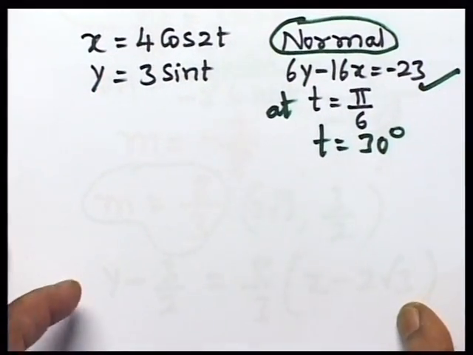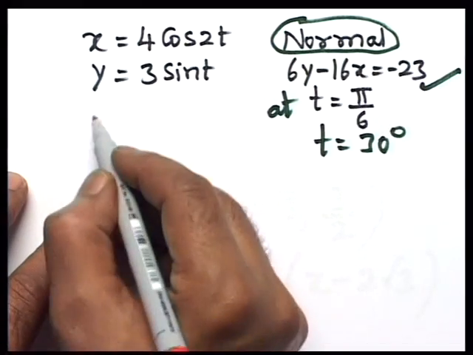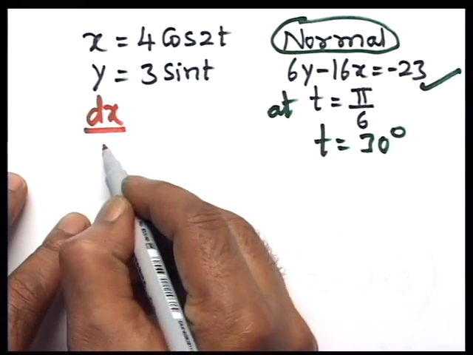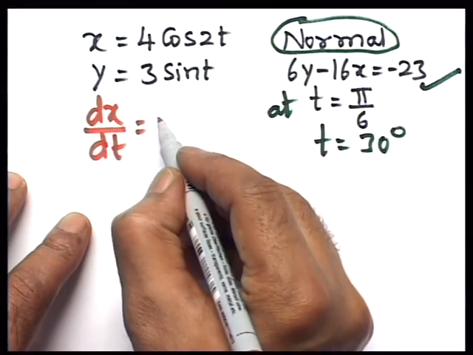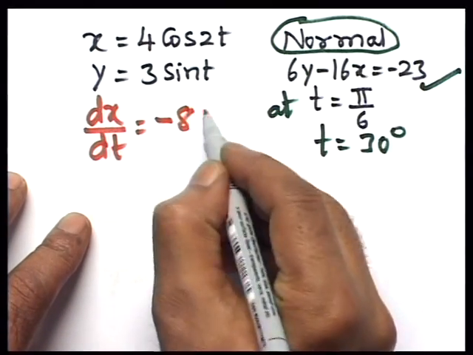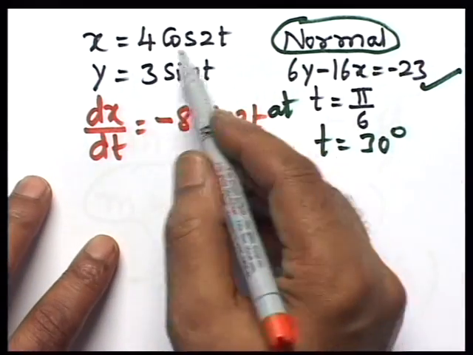The first one, we need to do the differentiation, right? dx over dt equals 2 times 4, 8. So that should be a minus 8 sin 2t, right? Differentiation of cos theta, please.